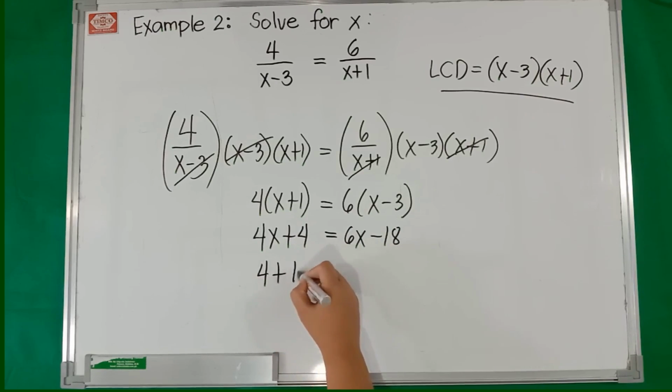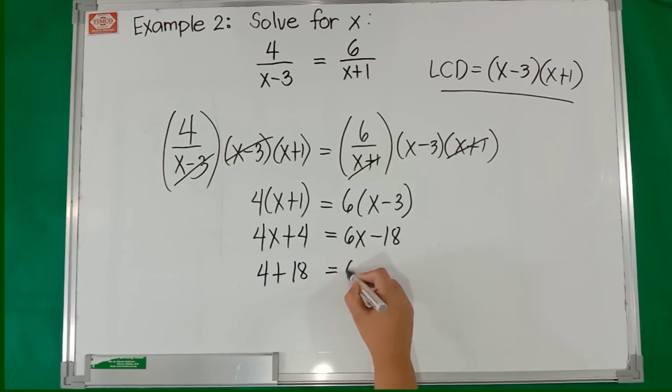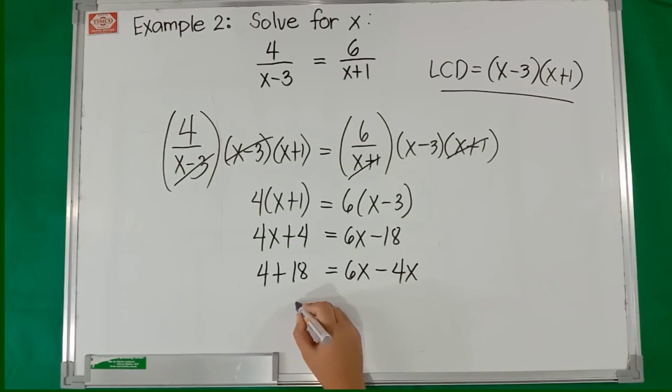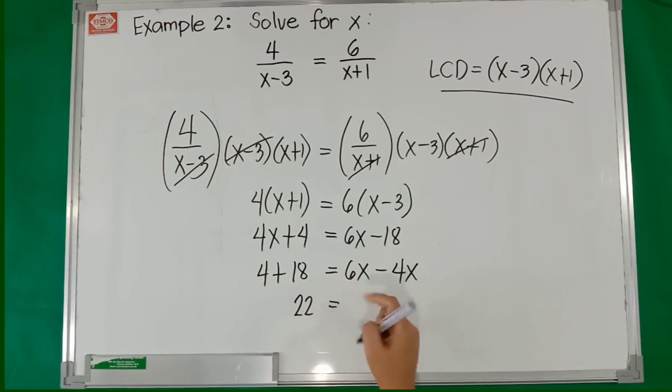So we will write 4, transpose negative 18, it will become positive. Rewrite 6x, transpose positive 4 to the other side, it will become negative 4x. 4 plus 18 is 22. 6x minus 4x is 2x.